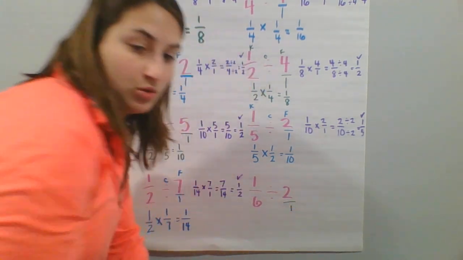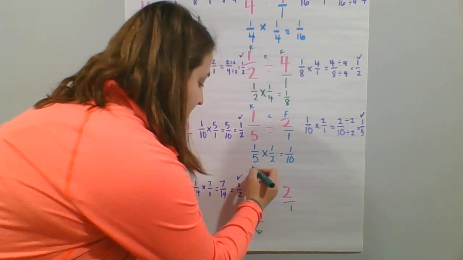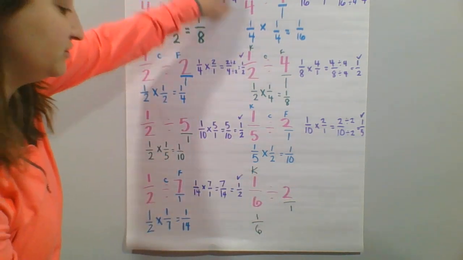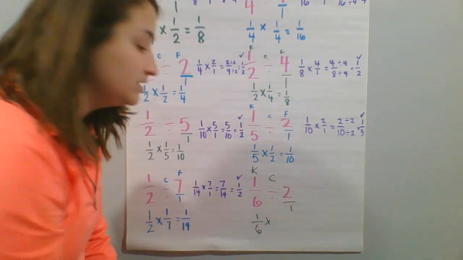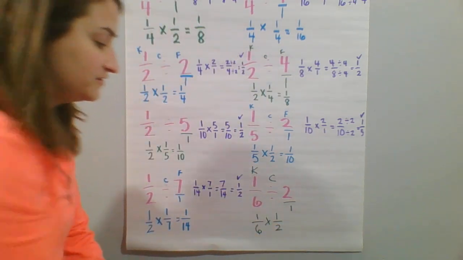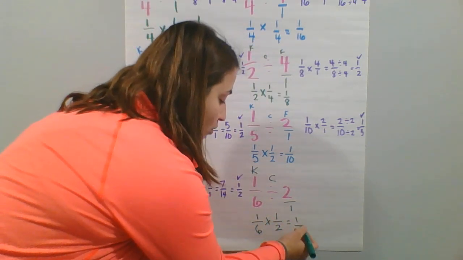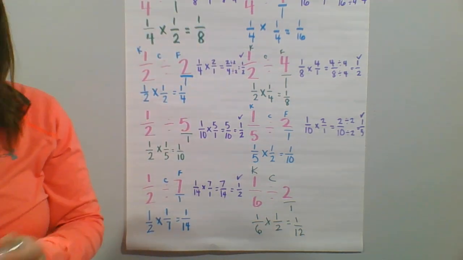2 becomes 2/1. 1/6, we're going to stay the same because it keeps. Remember, keep, change, flip. We keep the 1/6. Change division to multiplication. And then flip 2/1 to 1/2. We multiply and get 1/12. So 1/12 is our answer.